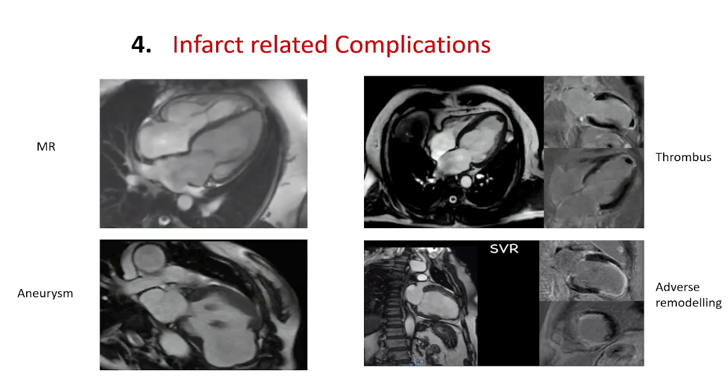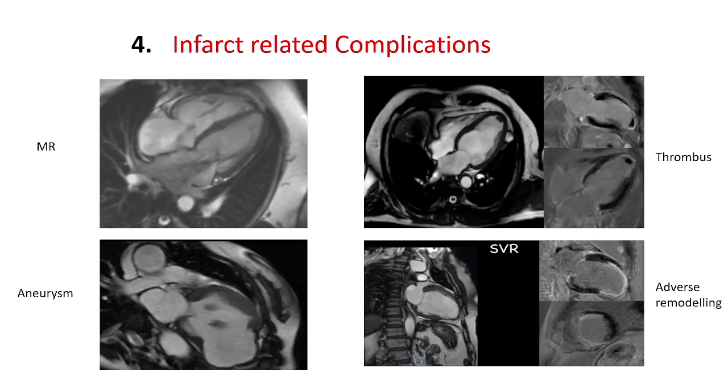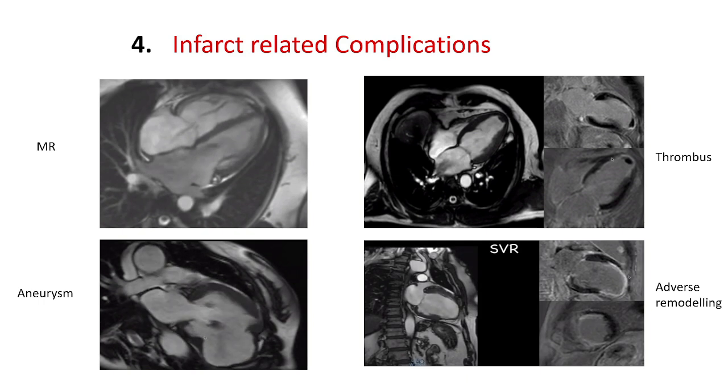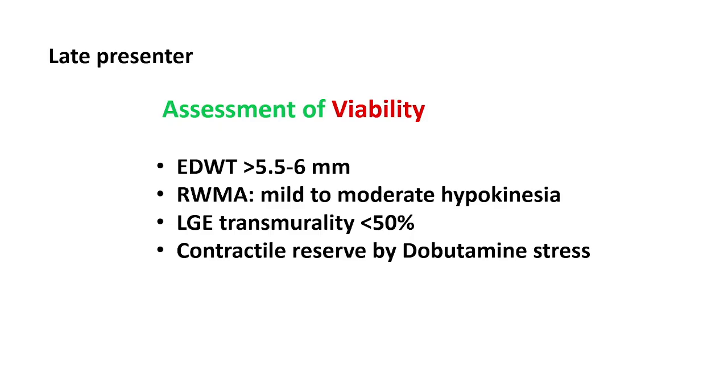This is the complication. Just 1 minute. We can detect MR and quantify MR accurately, better than echo, and we can also detect apical thrombus, which is usually missed many times by echo, aneurysm, and also adverse remodeling to plan the surgical ventricular reconstruction.